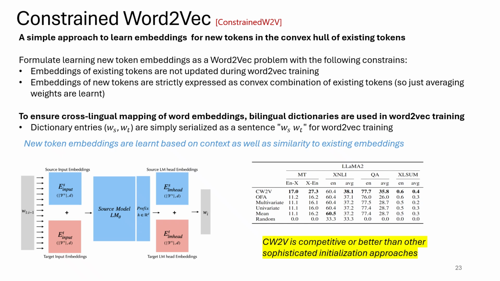here the new embeddings also do some distributed learning using word2vec at the same time. So it's sort of joint word2vec distributed learning for the new language as well as learning cross-lingual mappings using the bilingual dictionary entries. And we can see that this very simple technique is competitive or even better than many other sophisticated initialization approaches like VESHEL, etc., that we just saw.